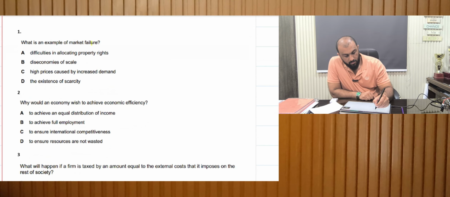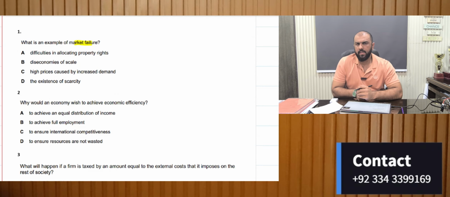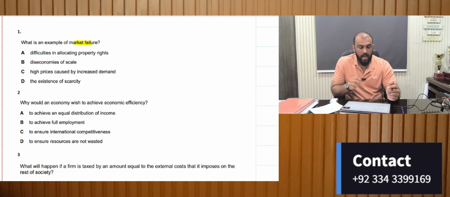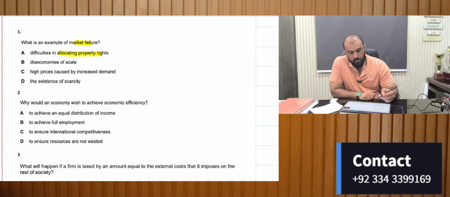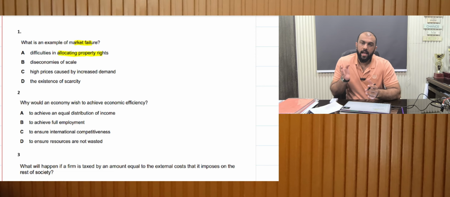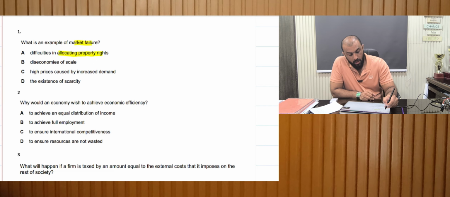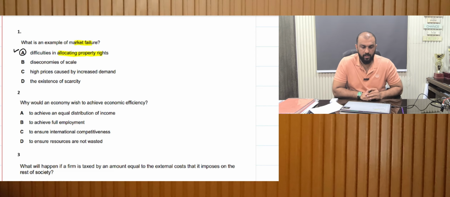What is an example of market failure? Well, market failure arises due to several reasons. One of them is not allocating property rights. So if a person does not know what is included in his property rights, he would misuse it, and as a result create externalities. So that is a short answer, very easy to find.